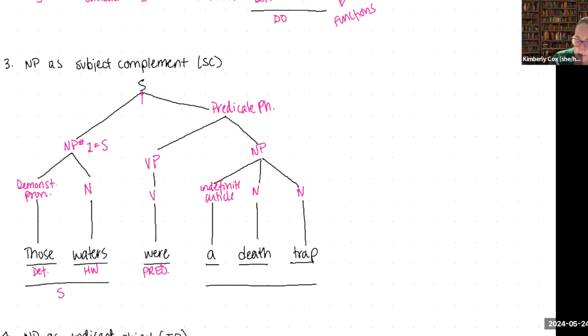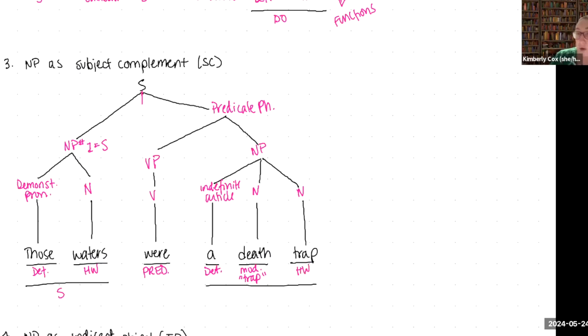"A," the indefinite article, is a determiner. Now here, "death," even though it's a noun, modifies "trap," right? So it's a modifier. So this is a really good illustration of when you could have a class of word that functions like a different class of word. So here you have a noun that's functioning like an adjective, okay? And then "trap" would be the head word for our noun phrase.